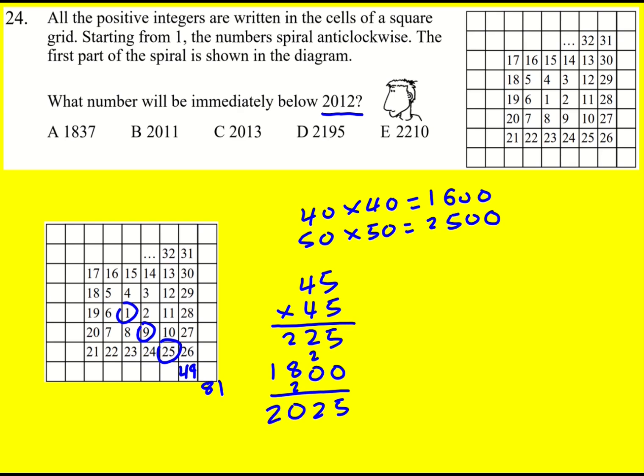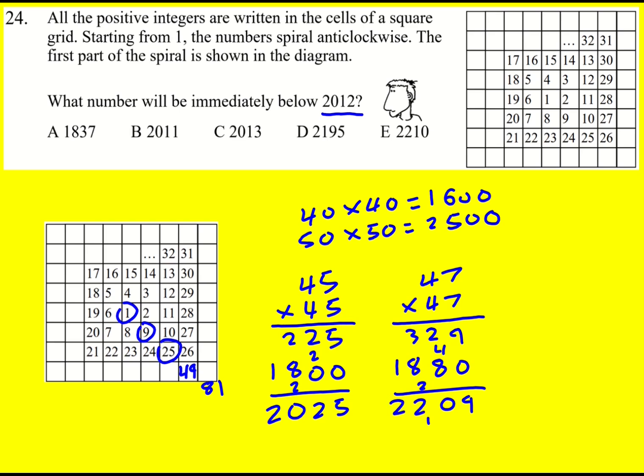Okay, 2025, brilliant. Now, that means that's going to be at my bottom right, and actually 2012 is going to be in the same row, which is really useful. But I'm interested in the number below, so I'm going to need to find the next square number that's going to be along the diagonal, 47 times 47. And I think we're there. We just need to be really careful from then on. So 2209.